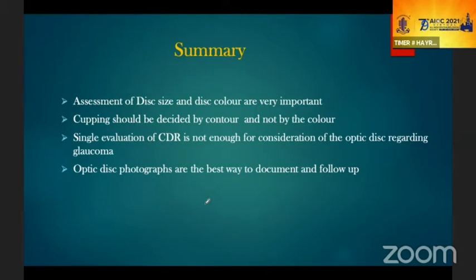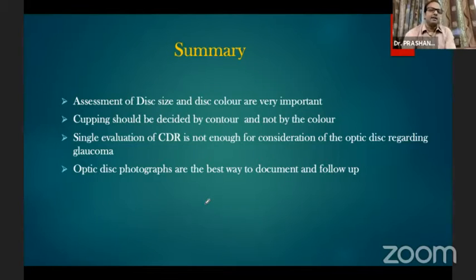This is my summary. Assessment of disc size and disc color is very important in evaluation of optic nerve head disease. Cupping of the disc should not be decided by the color or pale area. It should be decided by the contour. A single evaluation of the optic disc head is not sufficient, and evaluation of CDR is also not sufficient because observation may vary from person to person. So for serial follow-up of a patient, optic disc photograph is the best tool to document and follow up. Thank you so much for your patient hearing.